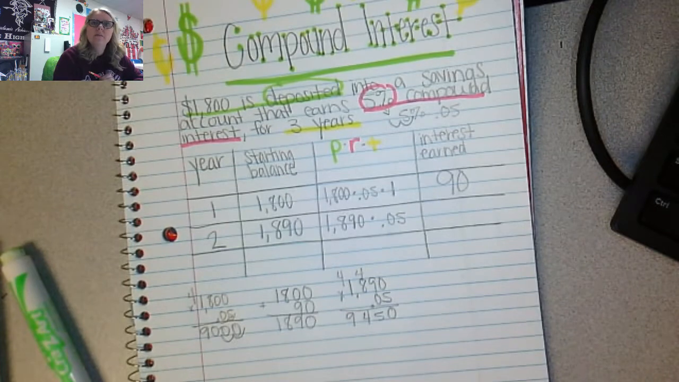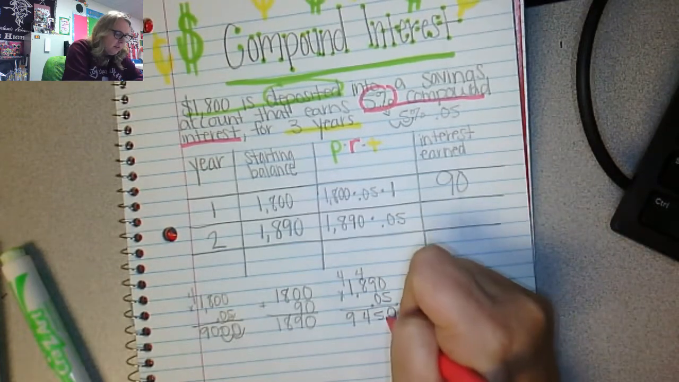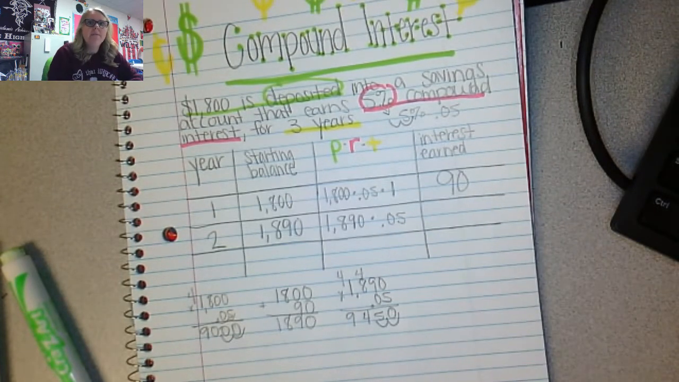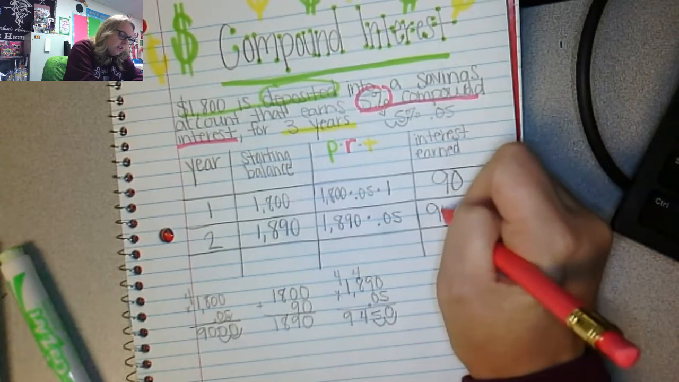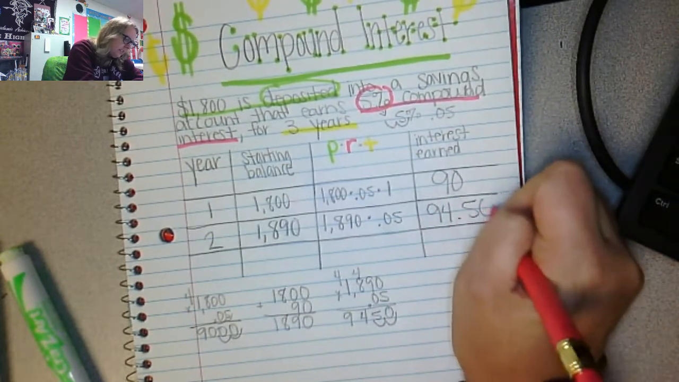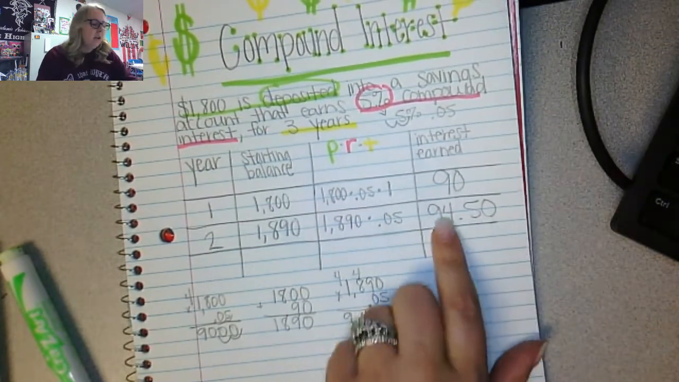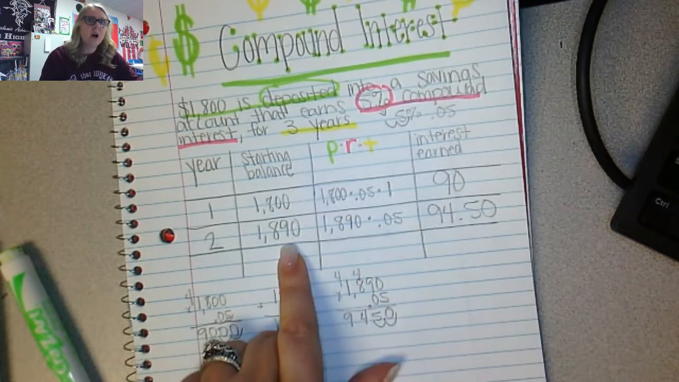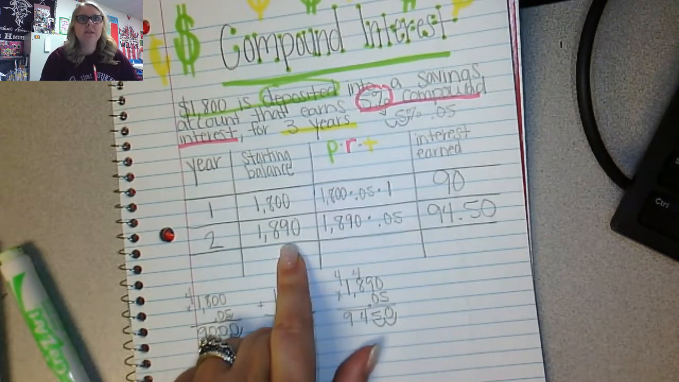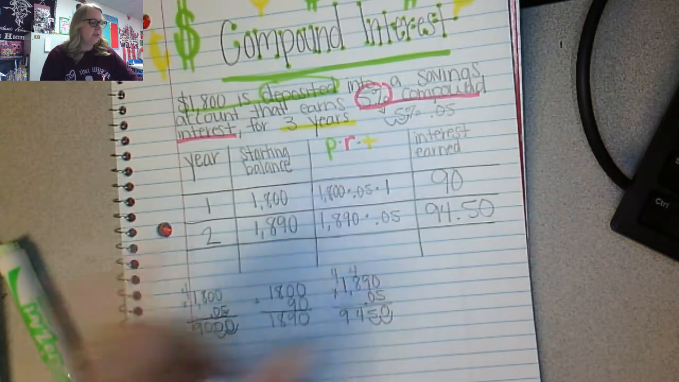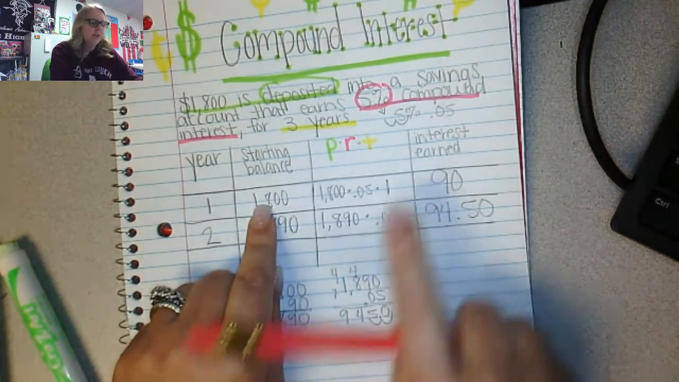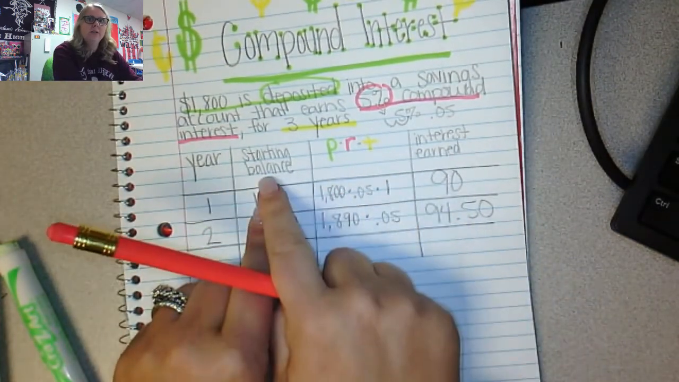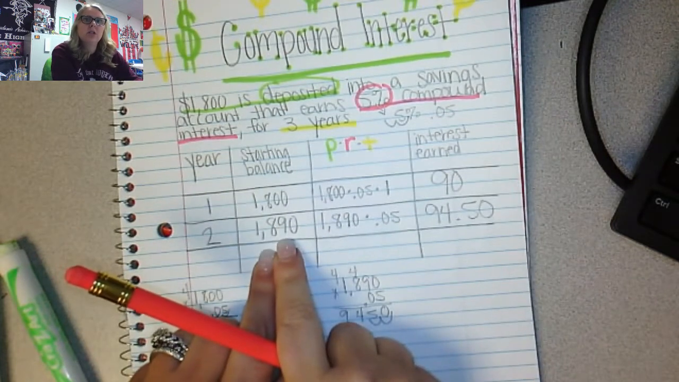Okay, next I'm going to move over my decimal 2 times. So now I've made $94.50. Okay, the reason for the increase is because my starting balance increased. And my starting balance increased because I took the original principal and the interest earned and I added those two together to get my year 2.